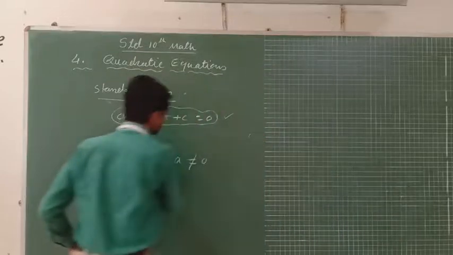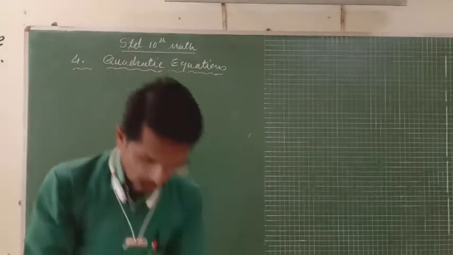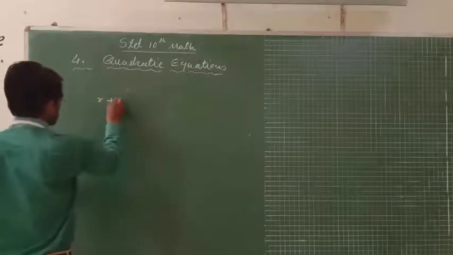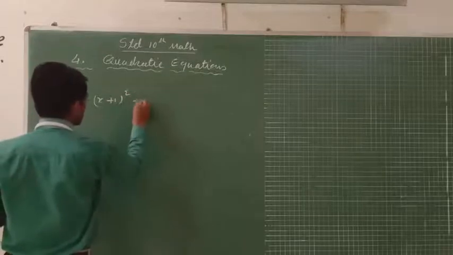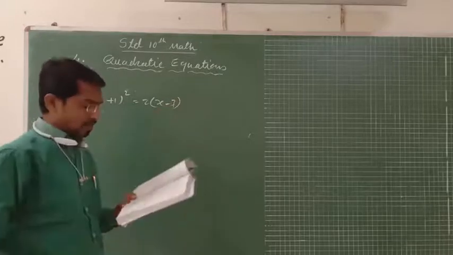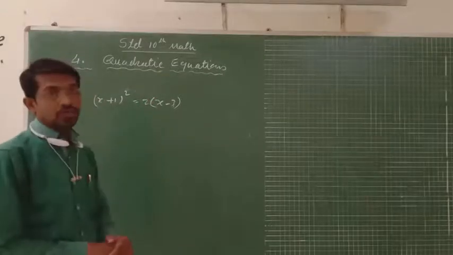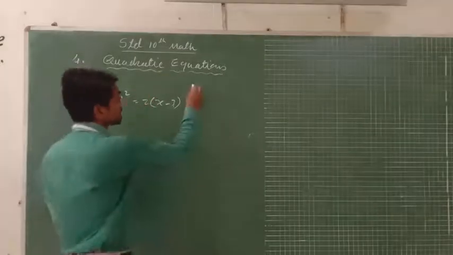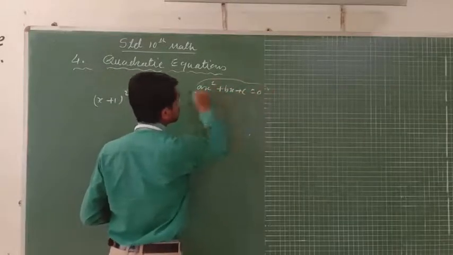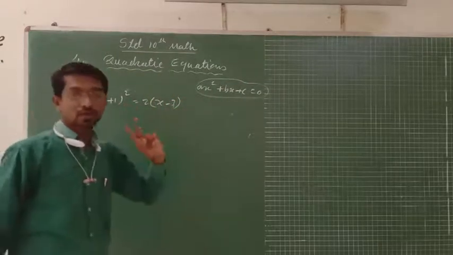See that. What to do for this? I am taking one example for this, so you know how it is solved. Suppose there is given one example: (x plus 1) whole square is equal to 2 into (x minus 3). And the question is to check whether this equation is quadratic or not. So what to do for this one? Just we solve it and try to write in the standard form, that is ax square plus bx plus c is equal to 0. If we are able to write this equation in this form, then you can say it is a quadratic equation.